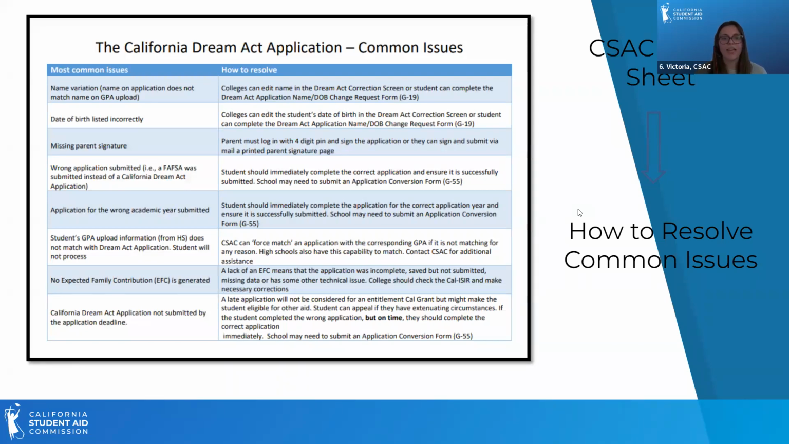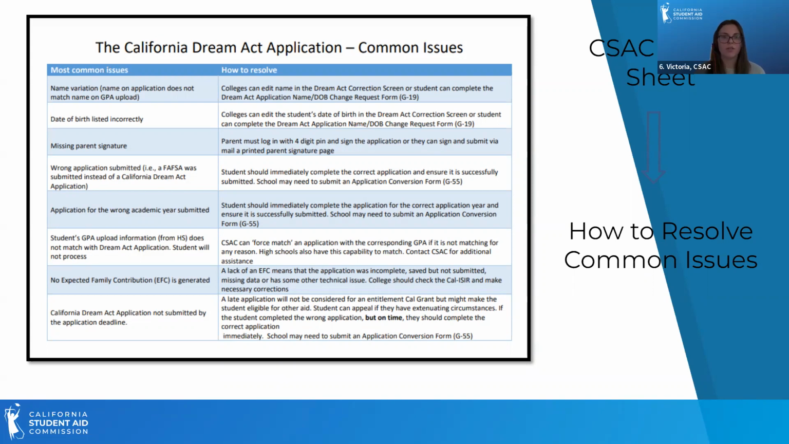All right, and then we do have this little cheat sheet on how to resolve some of the common errors. We see that a lot of students will have different name variations. If they have 2 last names and on the application they only put 1 last name, and then their high school uploads their GPA with both last names, that could cause it not to match. So just double checking on that.